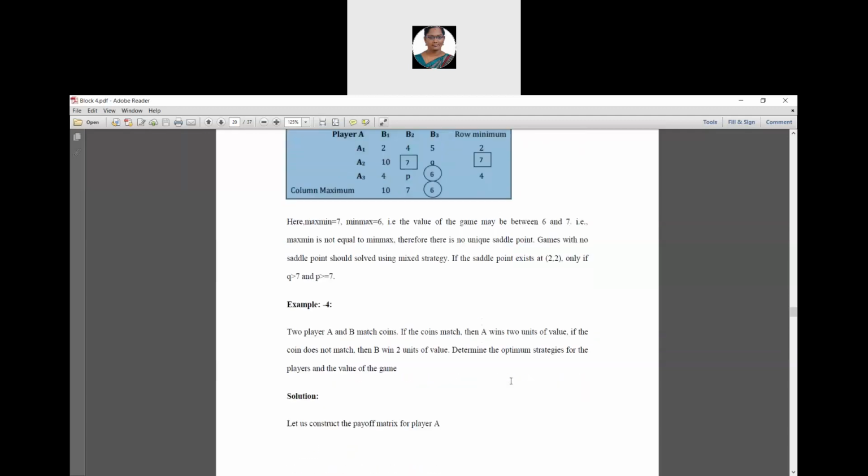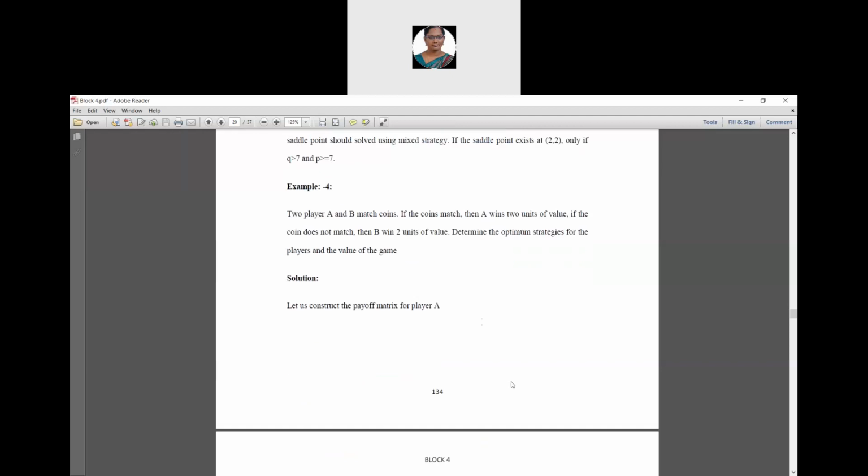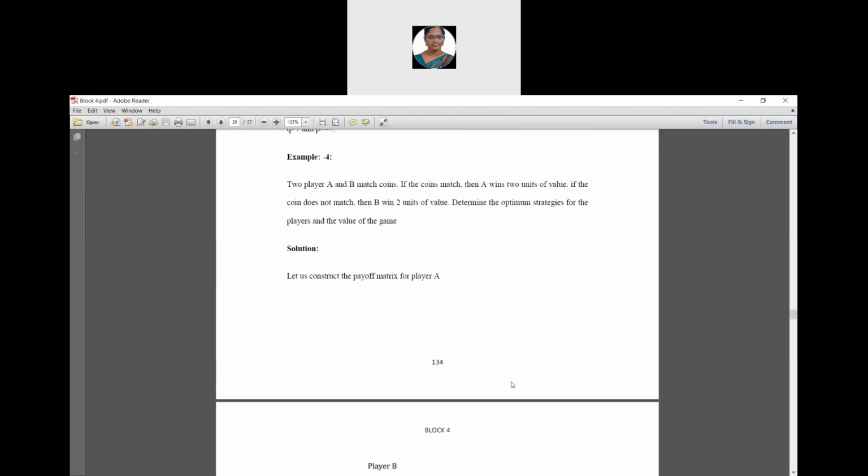Next, example number 4. Two players A and B match coins. If the coins match, then A wins 2 units. If the coins do not match, then B wins 2 units. Determine the optimum strategies for the players and the value of the game. First, let us construct the payoff matrix for player A.